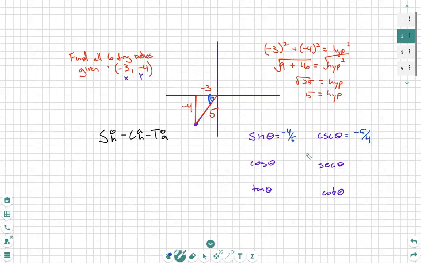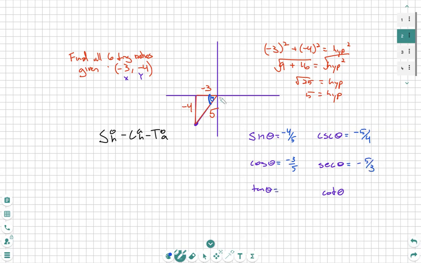And that is all. The cosine of theta is adjacent, or next to, over hypotenuse. And we see that as -3 over 5. To find the secant, we're just going to flip that fraction: -5 over 3.